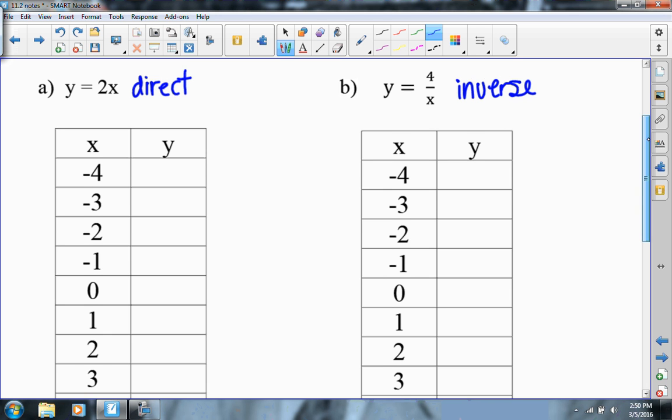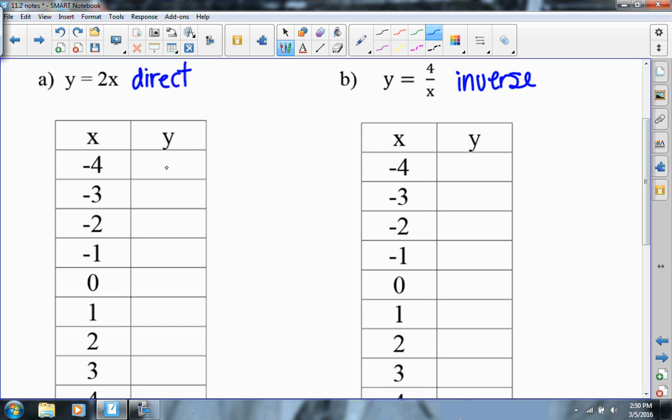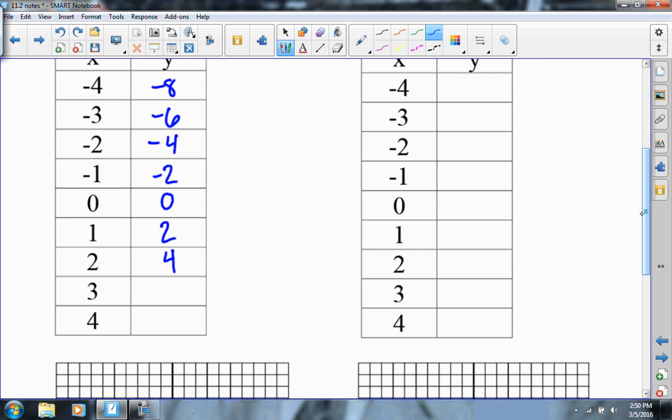So now for part A, if we go and complete our table of values, we're just going to substitute the values for x into the equation and get our value for y. So -4 times 2 will be -8. -3 times 2 is -6. -2 times 2, that's -4. -1 times 2, that's -2. Then we'll have 0, and then 2, 4, and then 6, and then 8.